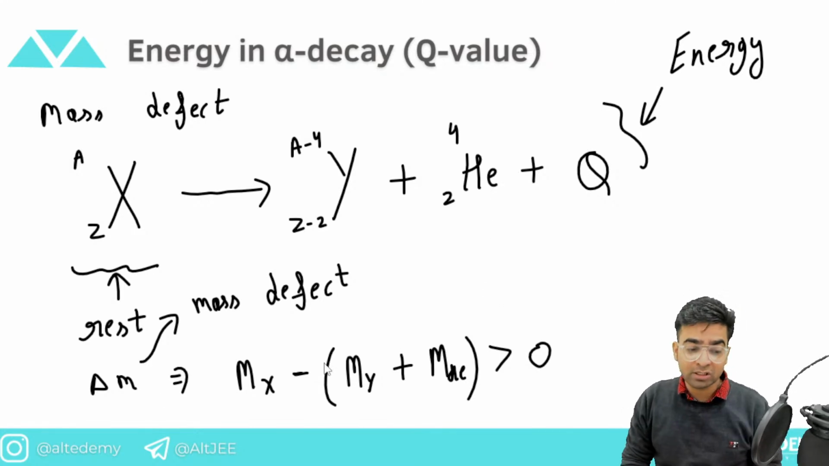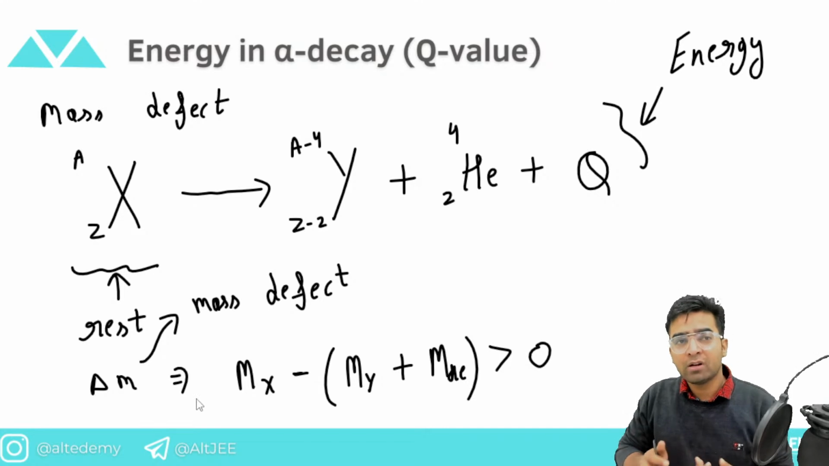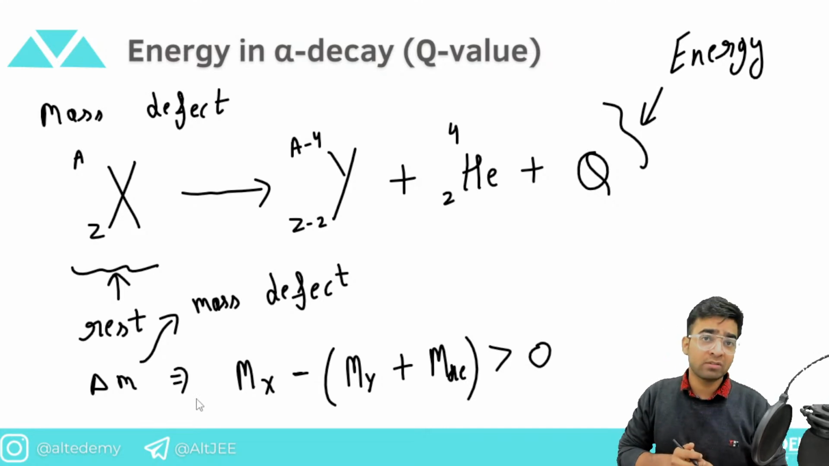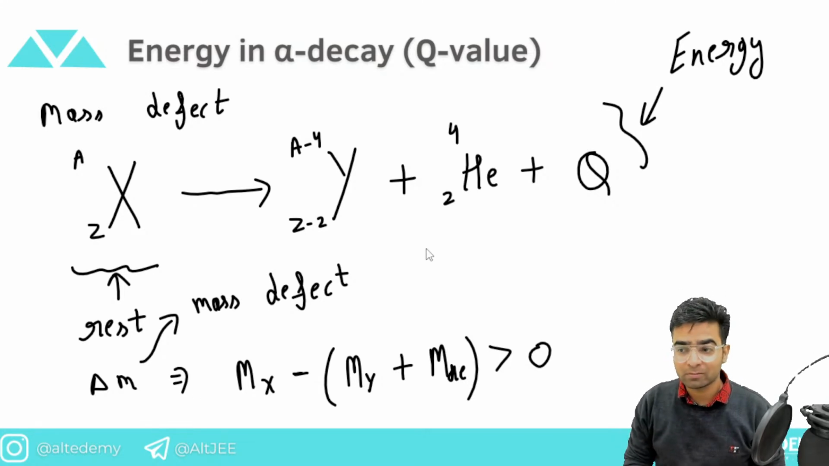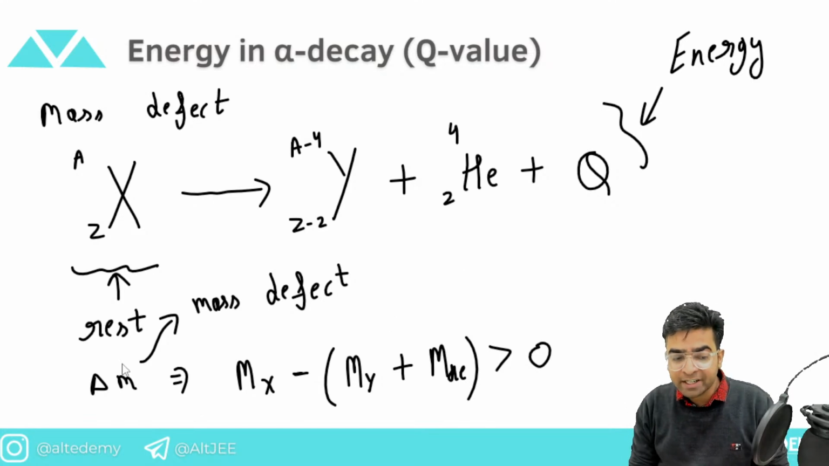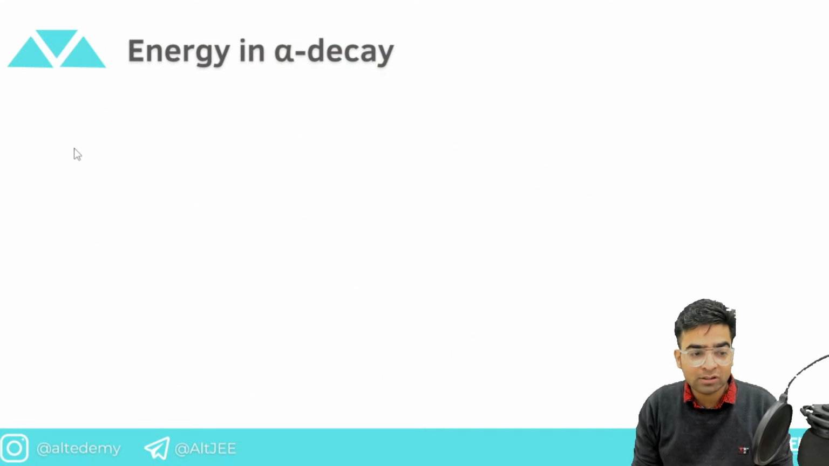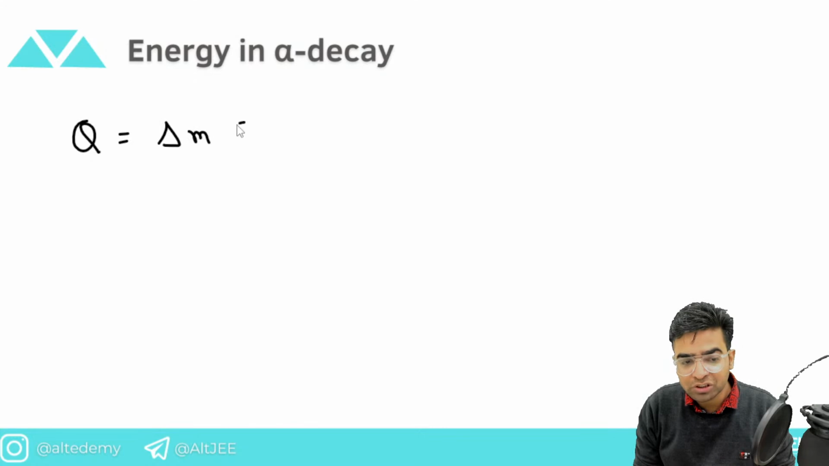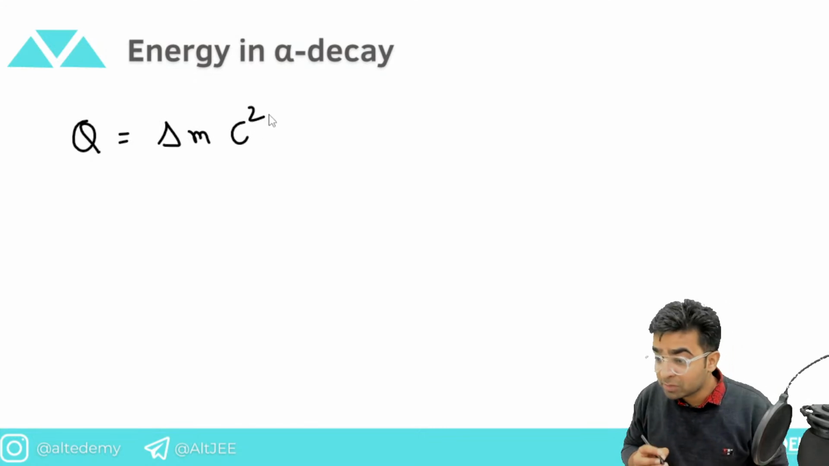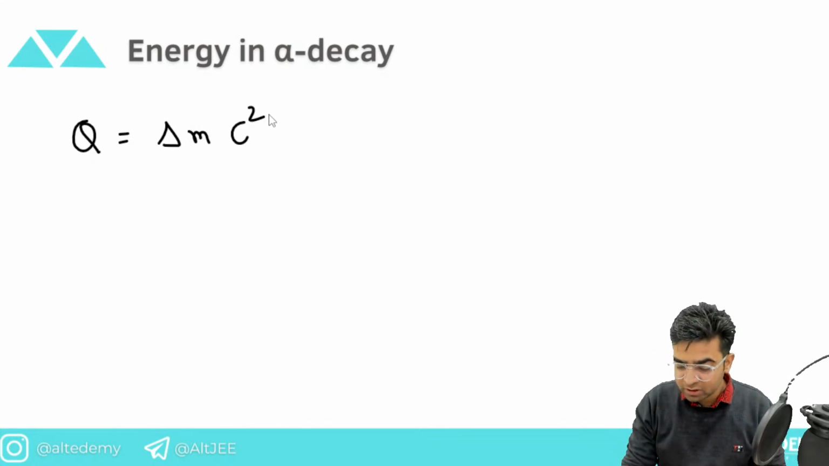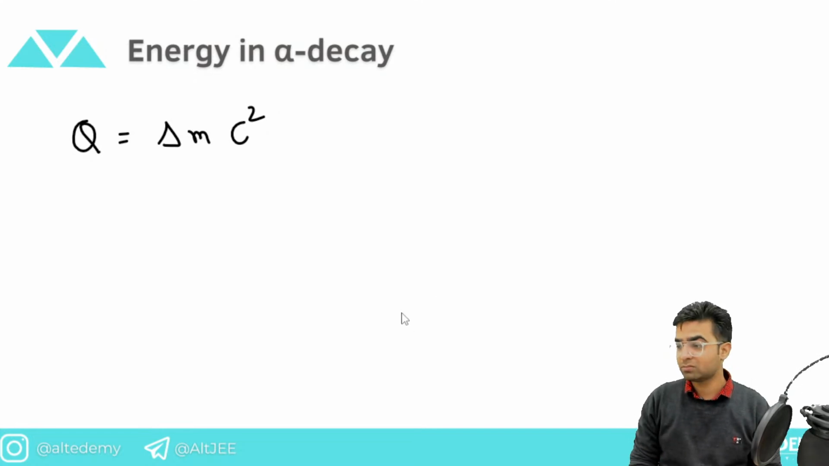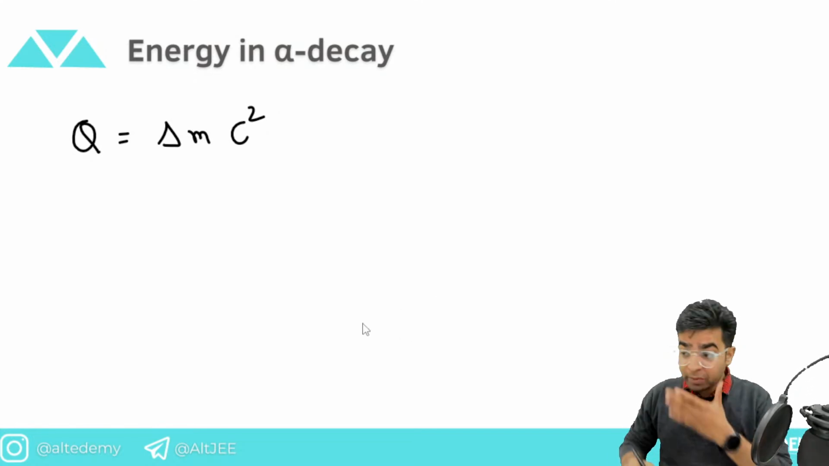The mass of X is greater than these two masses. So there is a mass defect, where this mass is getting lost. This mass is getting converted into energy.